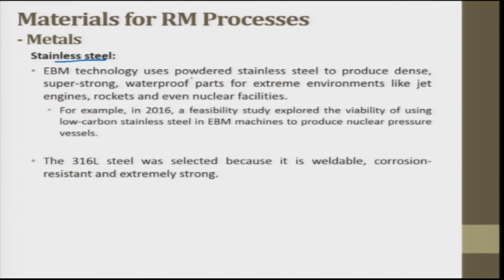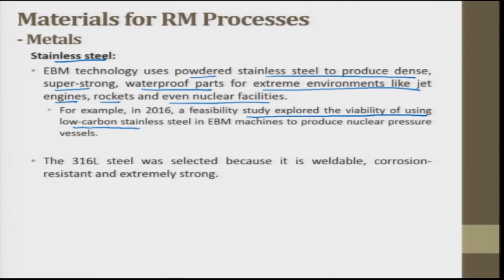EBM technology uses powdered stainless steel to produce dense, super strong, waterproof parts for extreme environments like jet engines, rockets, and even nuclear facilities. For example, in 2016, a feasibility study explored the viability of using low carbon stainless steel in EBM machines to produce nuclear pressure vessels. This is one of the examples that is quoted. The 316 steel was selected because it is weldable, corrosion resistant, and extremely strong. So stainless steel is one of the materials used in rapid manufacturing.